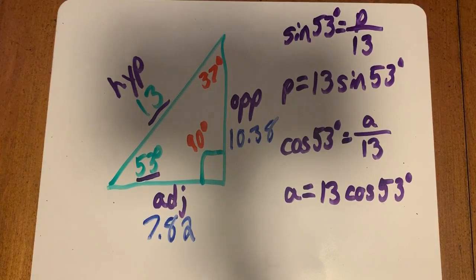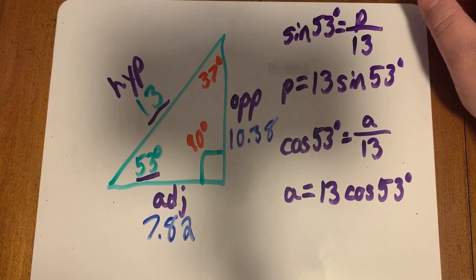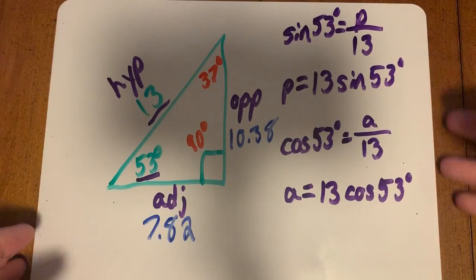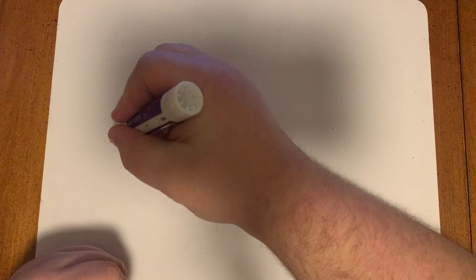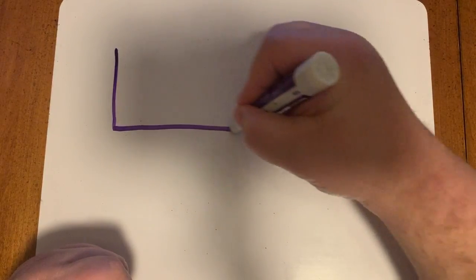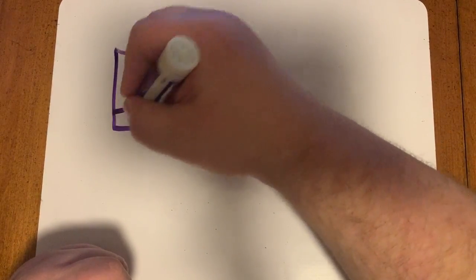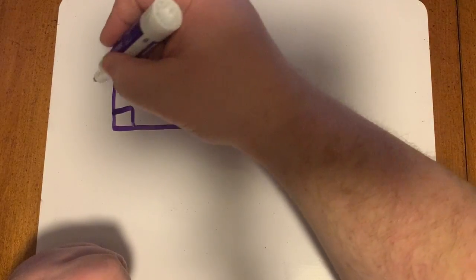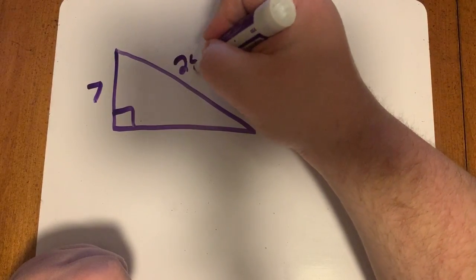We only had to use trig for two parts of it. So that's if you have one side and one angle in your right triangle. Now you can't have two angles because then it would be an infinite number of triangles that would satisfy it, but you could have two sides. So let's say this is 7, and that's 25.